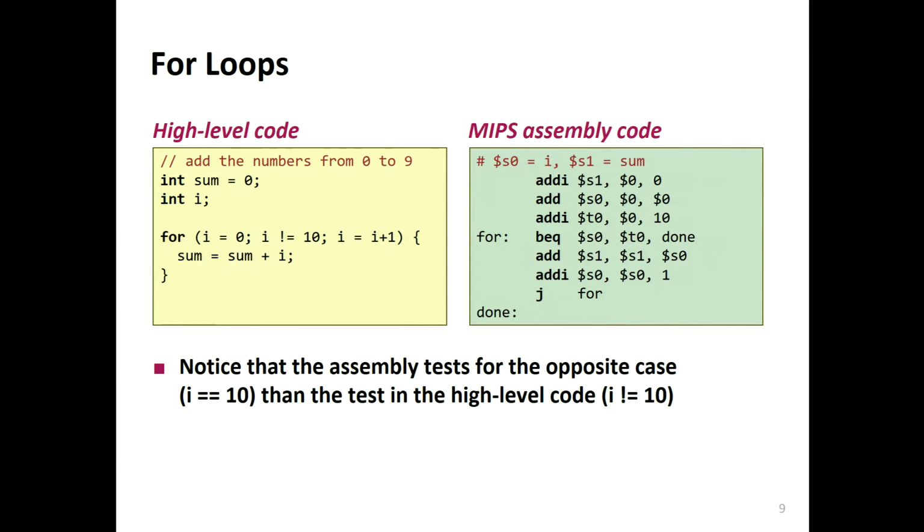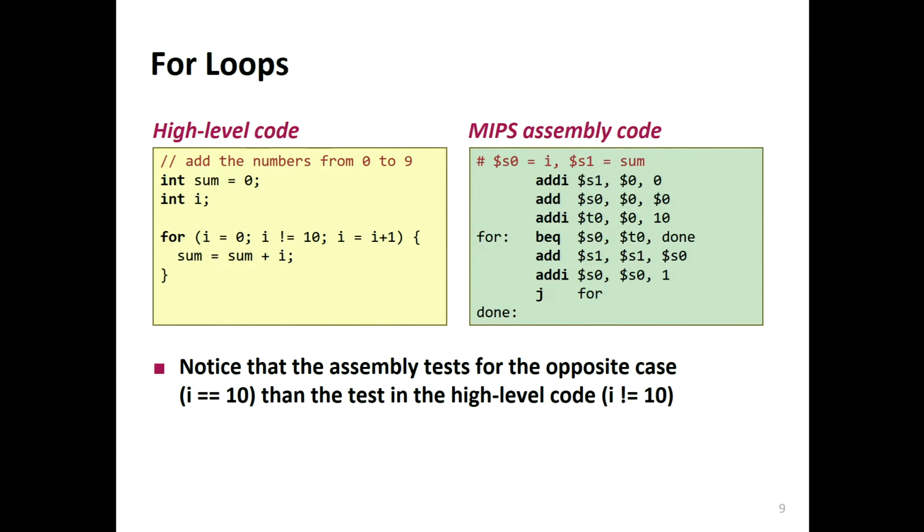Whatever here is not performed or not executed. If this condition is not met, it means that you still have to do whatever it is in the loop body, and that includes adding the S0 or I into the current sum accumulation, and incrementing I, and then jumping back to the for.